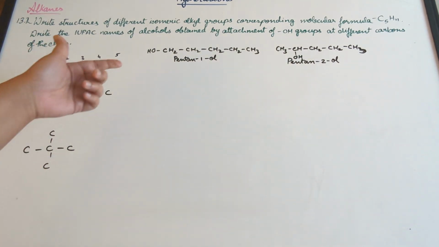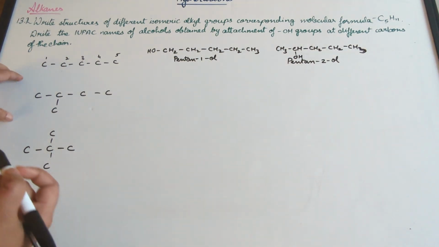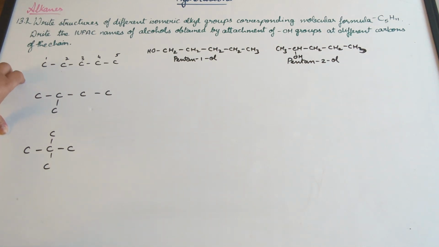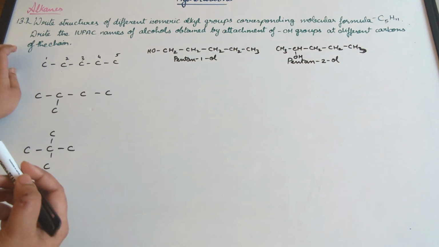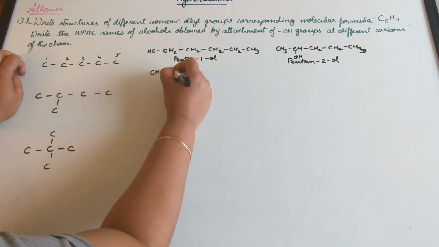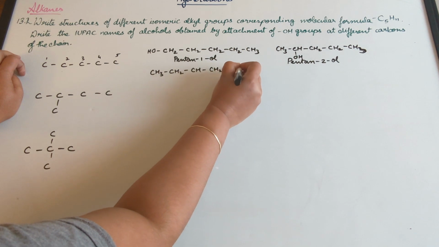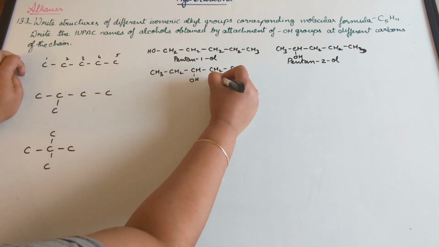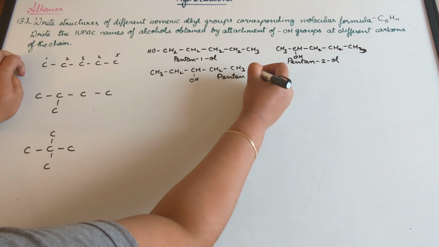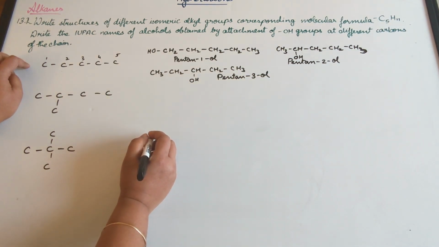The third one is going to be at the third carbon atom. It's our wish, you could have numbered it backwards as well and written the structures. The names would have still been the same. This is just easier because I've always found numbering from left to right easier than right to left. So the third case is CH3, CH2, CH, CH2, CH3, and here you have an OH: pentan-3-ol. So these are for the open chain.